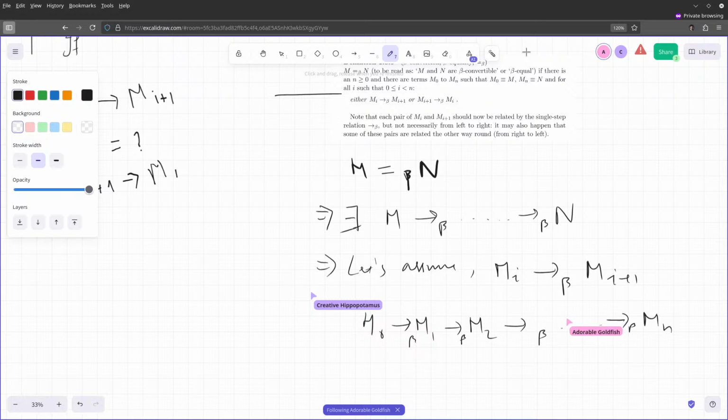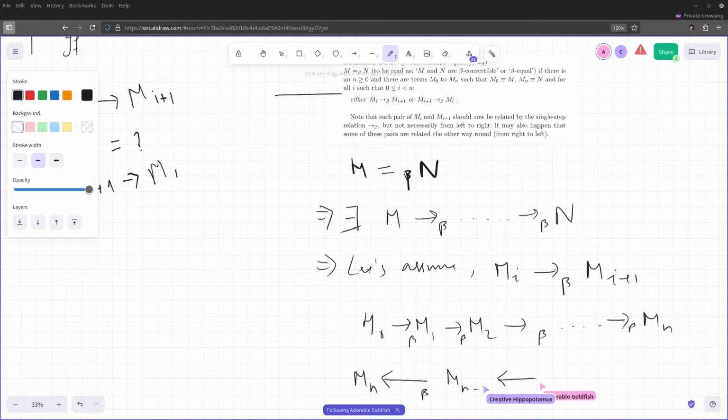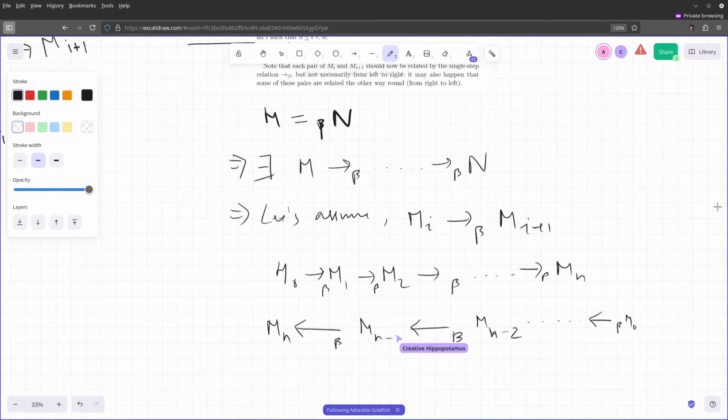Now if we try to invert this chain, we just write it in the opposite direction, and n minus 2, and so on, until we have M0. Do you get this? This is still true. It's just the same thing written in the other direction. Same thing, reverse. And we know that this thing is N, and this thing is M.